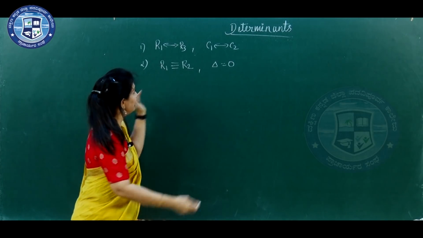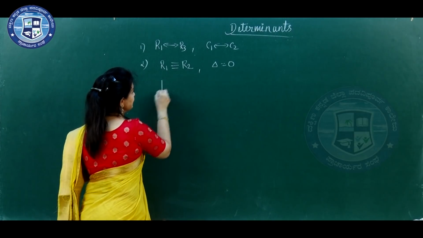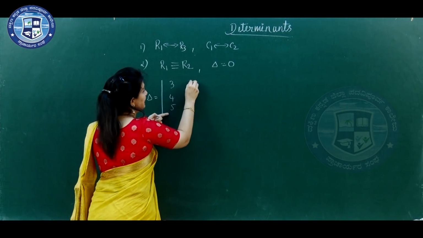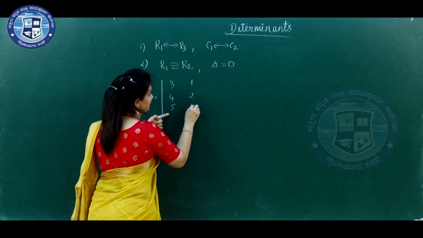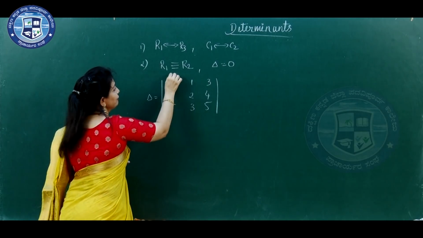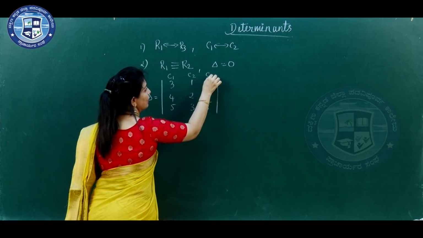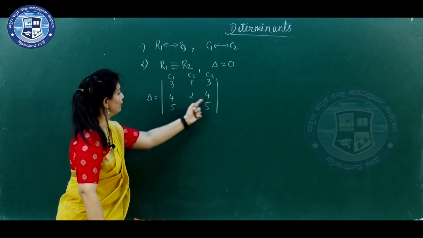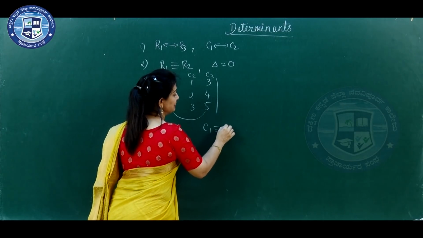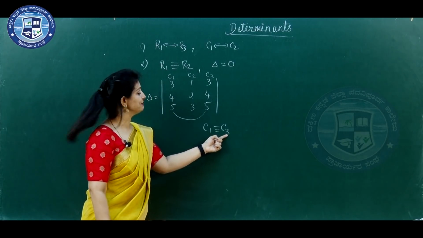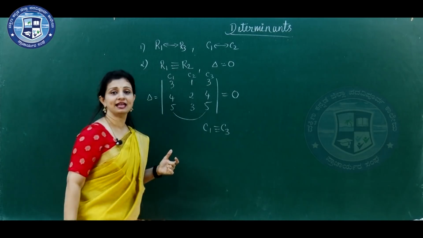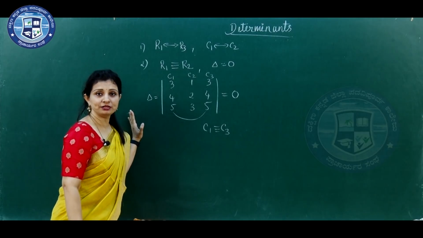Similarly, if any two columns are identical, for example, look at this: delta has first column 3, 4, 5, the second column is 1, 2, 3, and the third column is 3, 4, 5 again. The first column and the third column elements are identical. Here C1 is identical to C3, their corresponding elements are equal. So we can directly write the value of the determinant is 0. This is the second important property which you have to know.